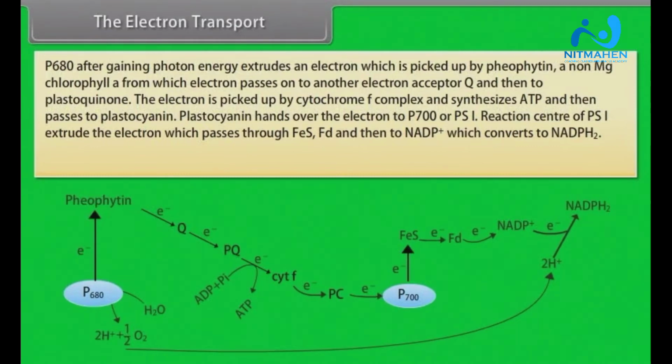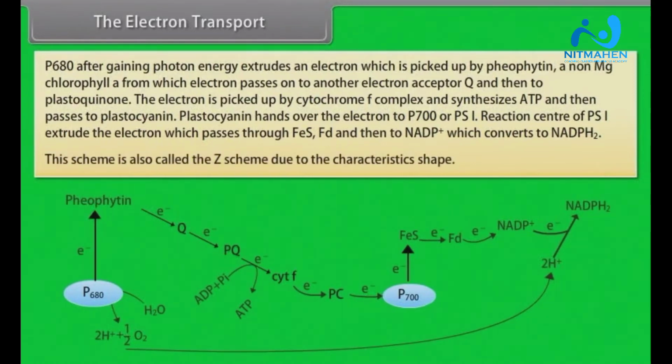Plastocyanin hands over the electron to P700 or PS1. The reaction center of PS1 extrudes the electron, which passes through FeS, Fd and then to NADP+, which converts to NADPH2. This scheme is also called the Z scheme due to its characteristic shape.